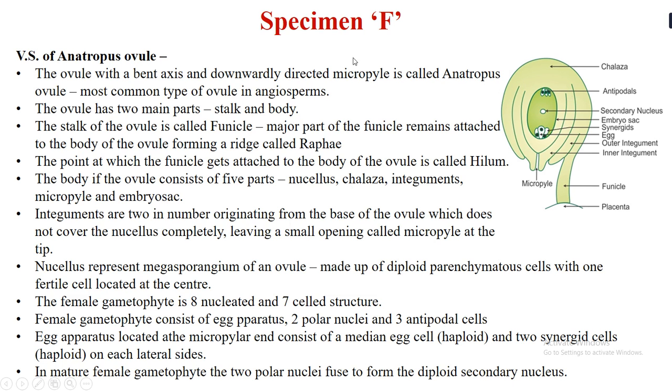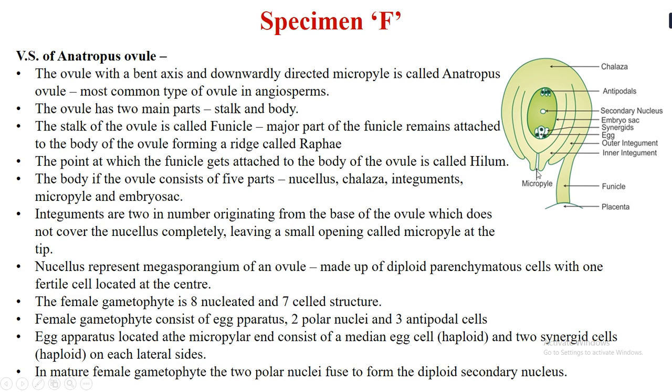Next, specimen F. For specimen F, you have only this one specimen that will be kept, and this is VS of Anatropous ovule. Now, Anatropous ovule is the most common type of ovule which is seen in angiosperms. The characteristic feature of this ovule is that the ovule is with a bent axis and it bends down in a downward direction where the micropyle is at the lower portion, and so it is called an Anatropous ovule. Now this ovule has two main parts. It has a stalk and it has a body.